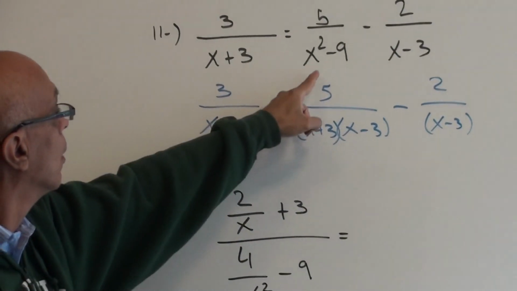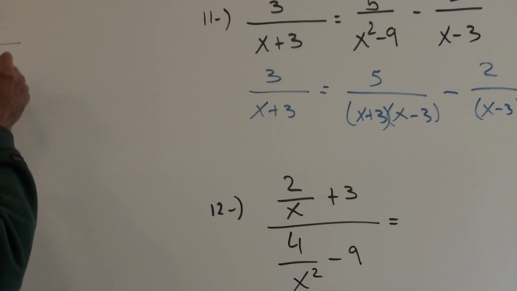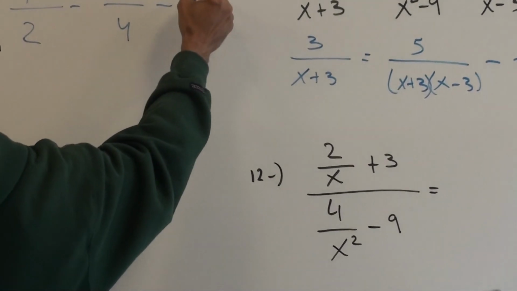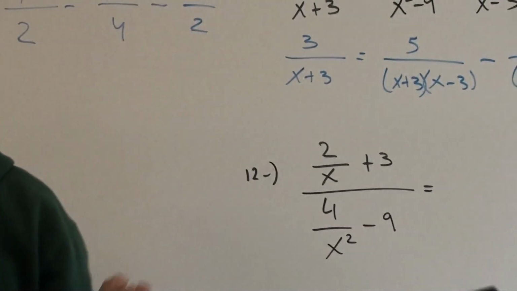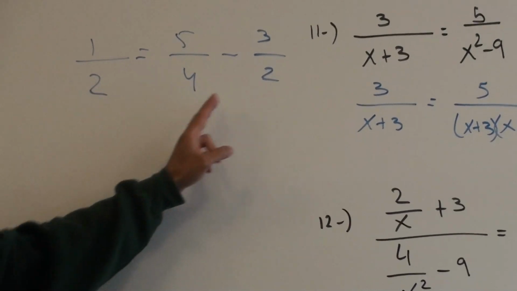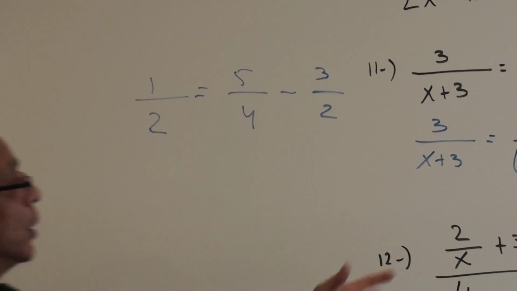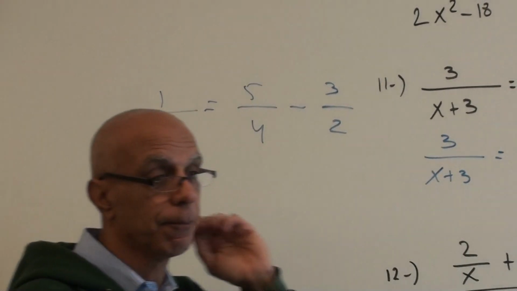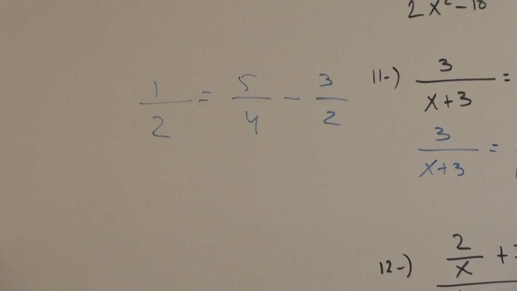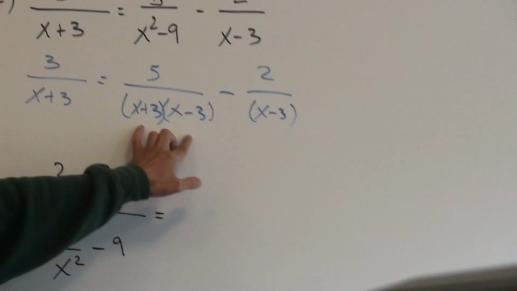But look, this guy here. It's like having something like this. Look, 1 over 2 equals 5 over 4 minus 3 over 2. What is the common denominator here between 2, 4, and 2? What is the common denominator? 4. So what is the common denominator here? x squared minus 9. Yeah? So this guy here is the common denominator.